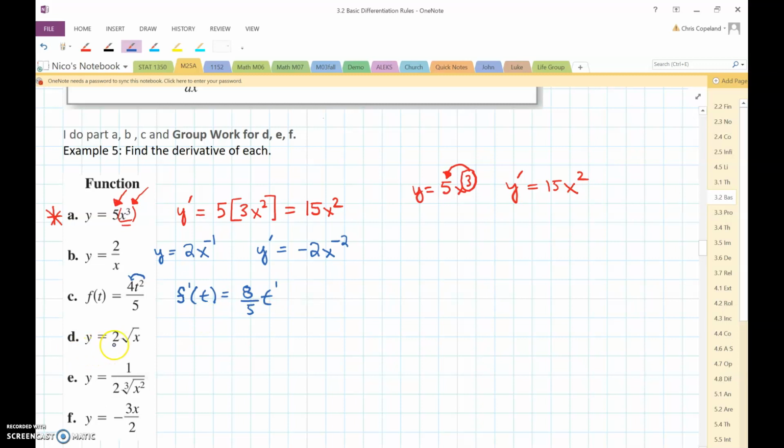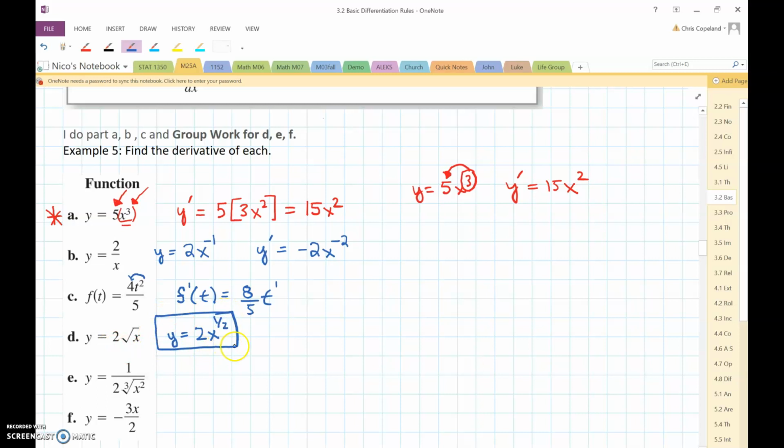Part D, we've got y equals 2 times the square root of x. I'm going to rewrite this as y equals 2 times x to the 1/2 power. Okay, so we're going to write it this way first of all.